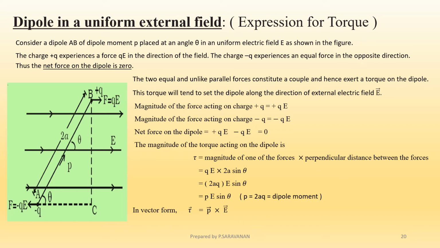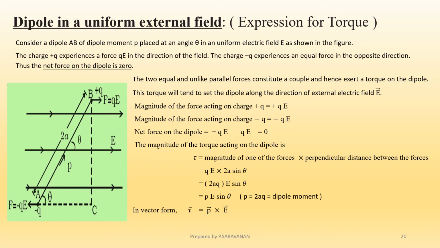See the picture. An electric dipole AB consisting of charges minus q and plus q separated by distance 2a is placed at an angle theta with respect to the direction of the electric field E. Can you locate the charge minus q at A? Can you locate the charge plus q at B? Also, can you see the distance of separation between plus q and minus q is 2a? What angle does this axial line make with that of the electric field? It is theta.